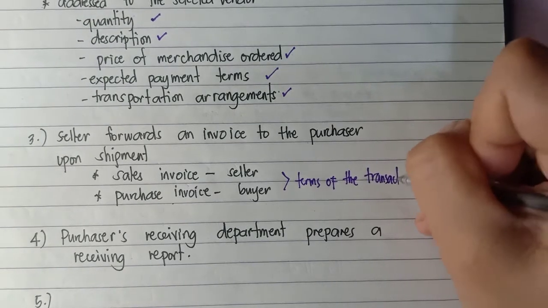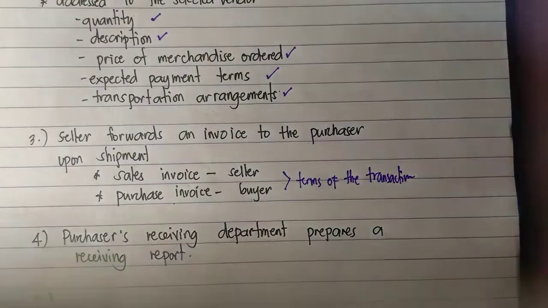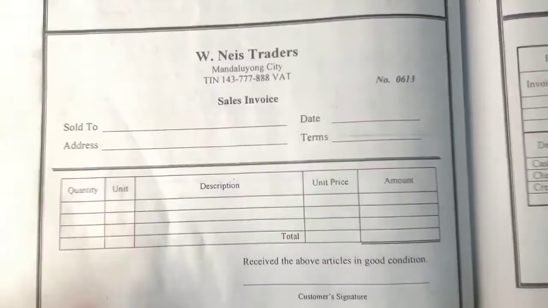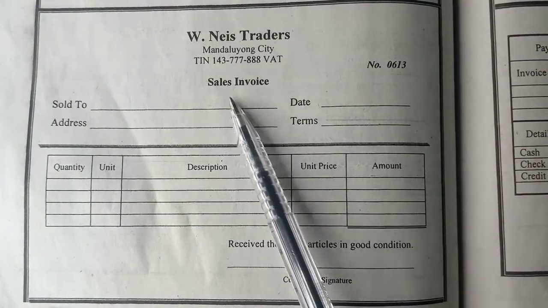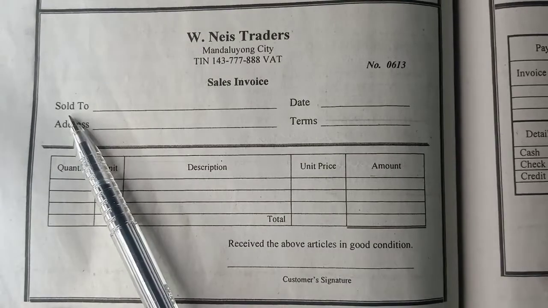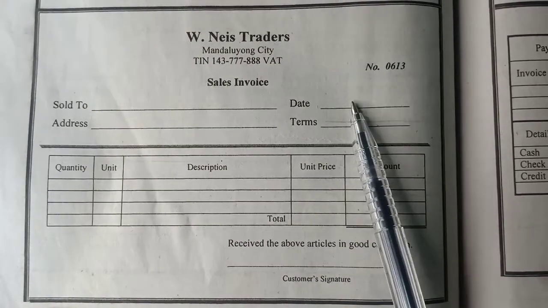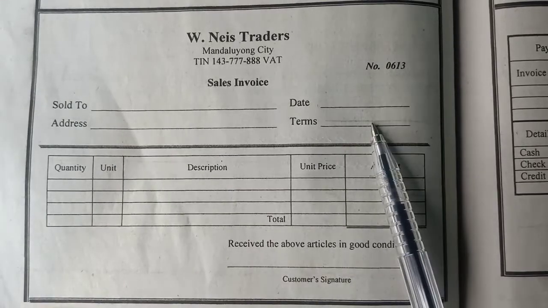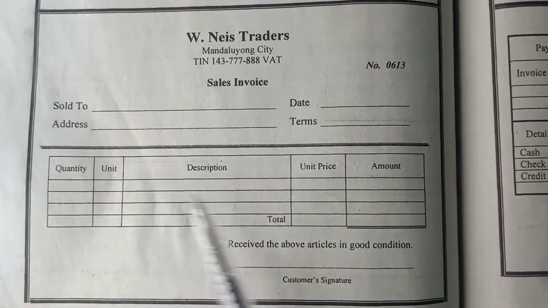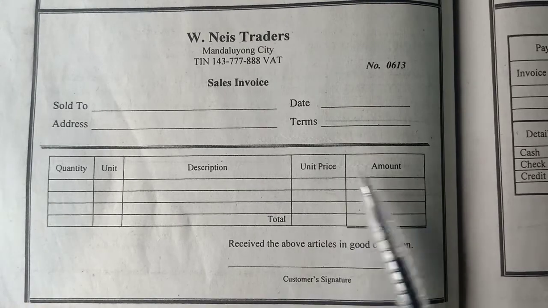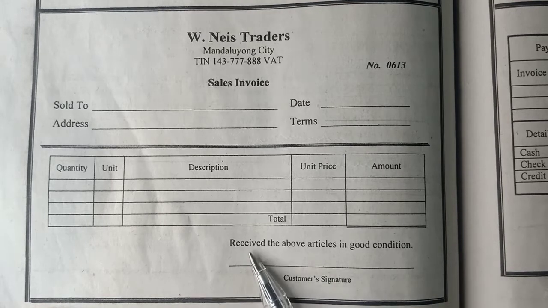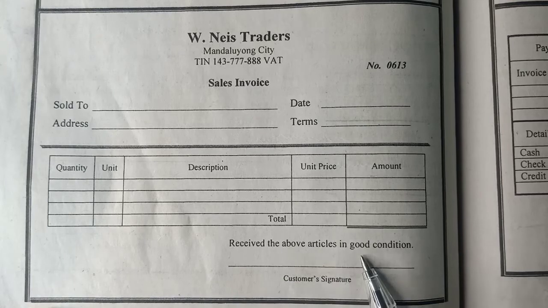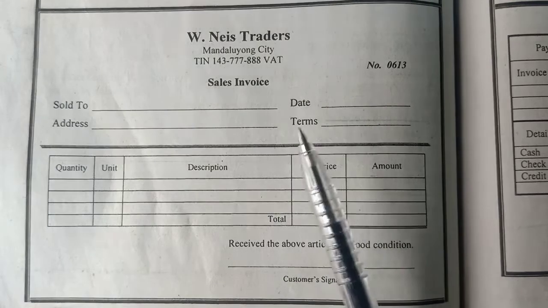So here is an example of a sales invoice. Pasensya na kayo sa background na pusa. We have sold to, we have the date, then the address, then the terms, then we have the quantity, the unit, the description, the unit price, and the amount. And it should have a customer's signature: received the above articles in good condition. So this is an example of a sales invoice.